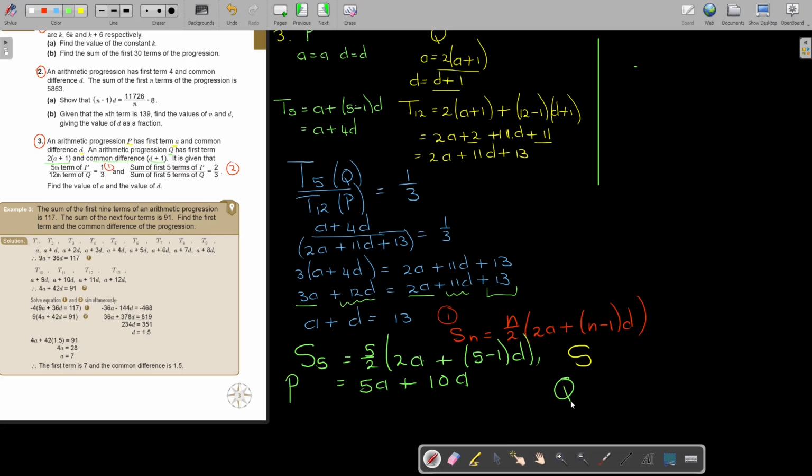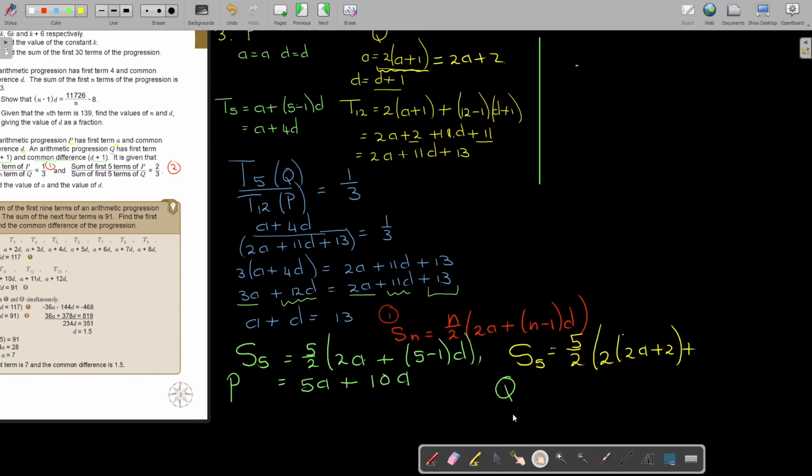So again it's 5. Let's keep to the 5 and keep to the color also. So it's going to be 5 over 2. Just concentrate now on your values. So 2a, do you remember that a is now 2a plus 2? Let's multiply it in, I think it's going to be easier then. So it's 2a plus 2 plus, then it's going to be 5 minus 1, and then d, don't forget it's d plus 1.